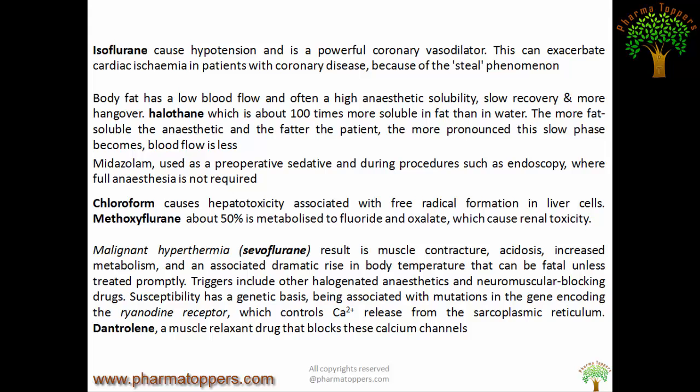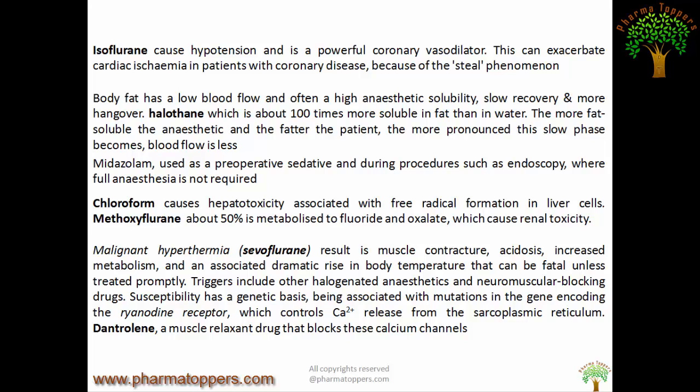So the triggering agents are the halogenated anesthetics and neuromuscular blocking agents. Again, one of the most important factors is the genetic mutation in the ryanodine receptor, which is involved in the calcium release from the sarcoplasmic reticulum. So the treatment is dantrolene, which is considered a muscle relaxant drug that blocks the calcium channel.